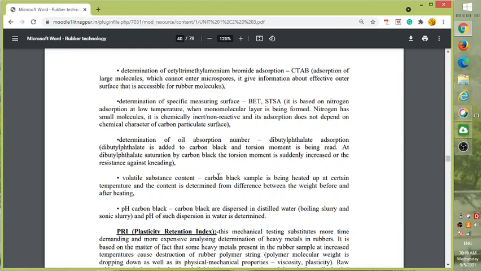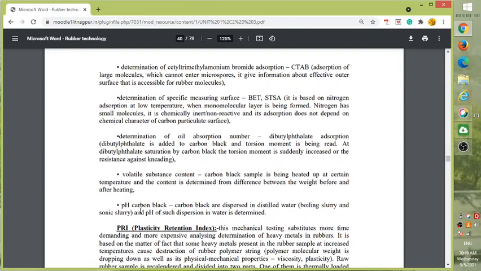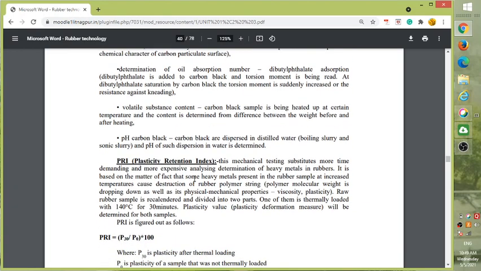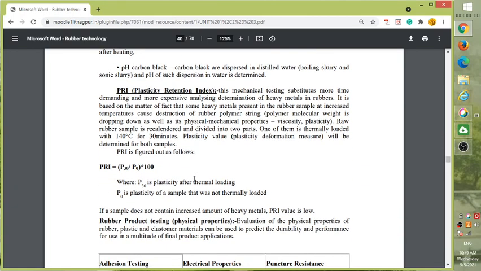Volatile substance content. Carbon black sample is being heated up at a certain temperature and the content is determined from the difference between the weight before and after heating. Like I already explained this one. pH of carbon black. Carbon black is dispersed in distilled water, boiling slurry and sonic slurry, and the pH of such dispersion in water is determined. Now this is an interesting one.